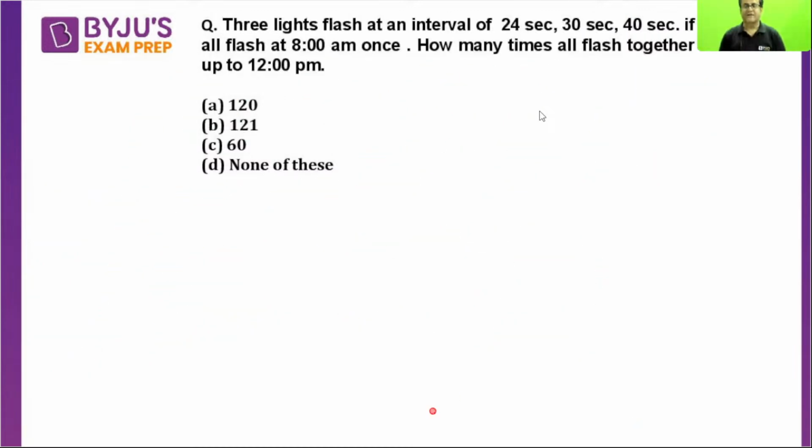Very, very common example in your exam. Three lights flash at intervals of 24, 30 and 40 seconds. All flash at 8 AM once. How many times will they flash together up to 12?